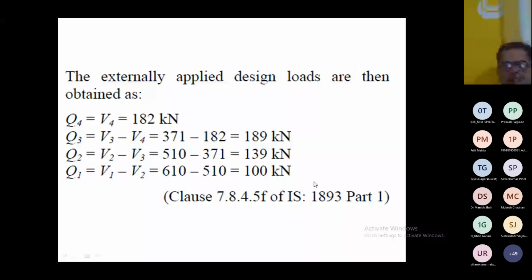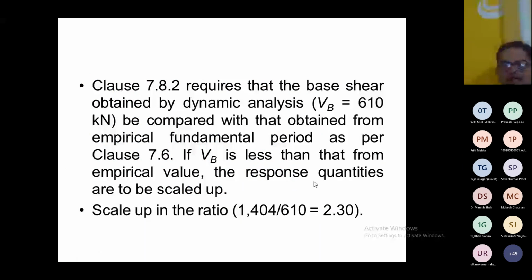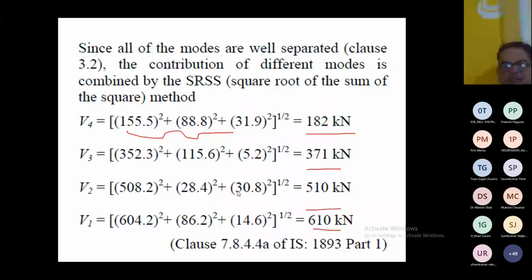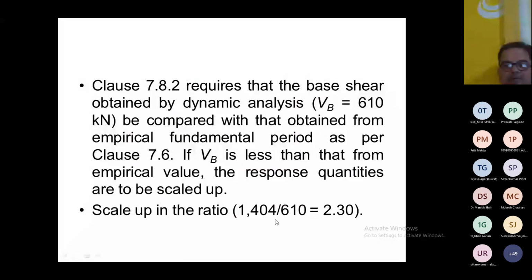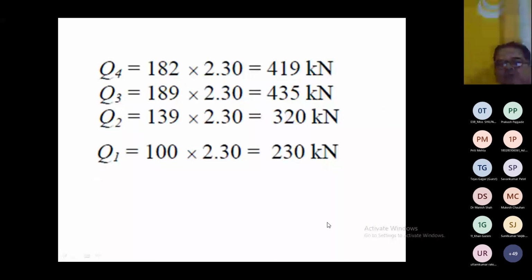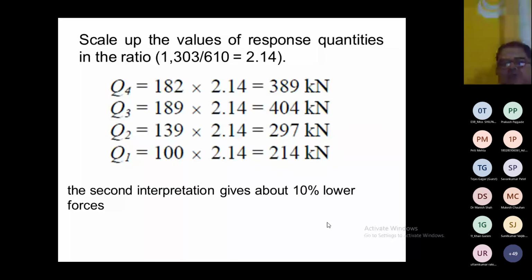Now you see what response we are getting. The response we are getting here is basically 610, right? This is very important. This is 610, and what we achieved in the static coefficient method is 1400. So 1400 divided by 610 comes out to be 2.3. So we have to scale up all the values by this value. We are scaling up the lateral forces we are getting. These are scaled up, and once the scaling is done, then we can compare.